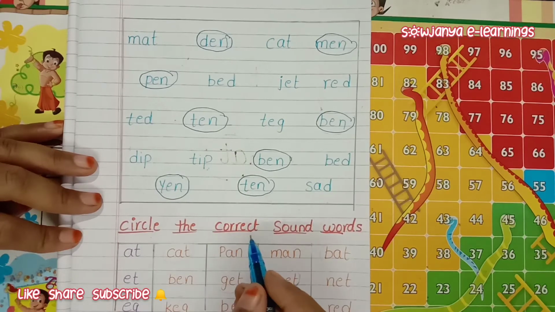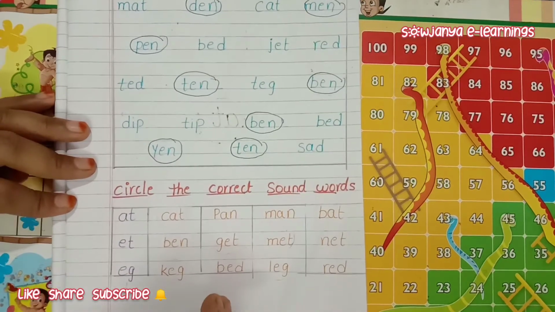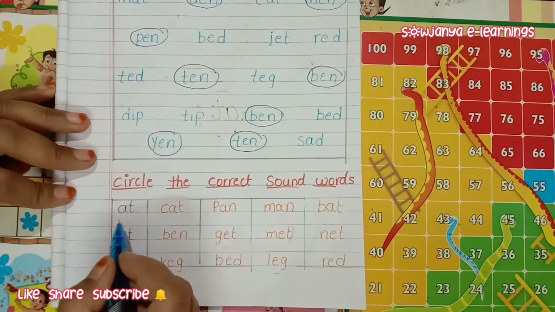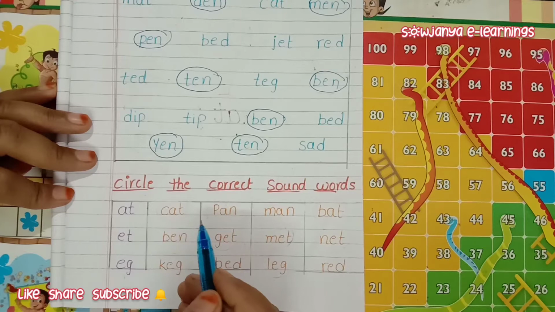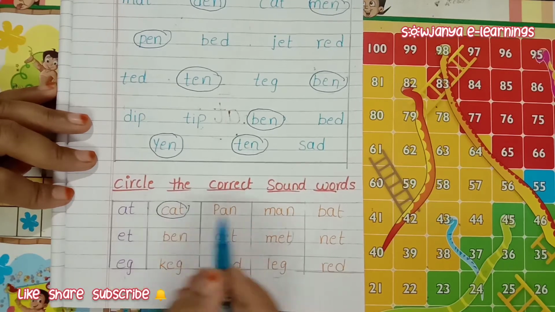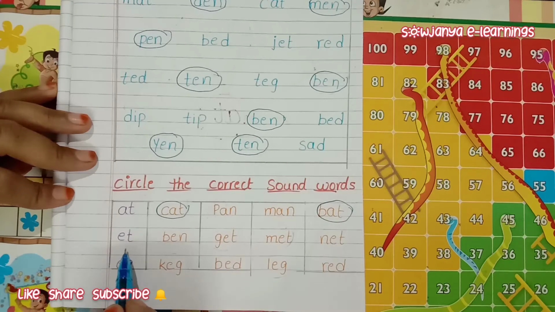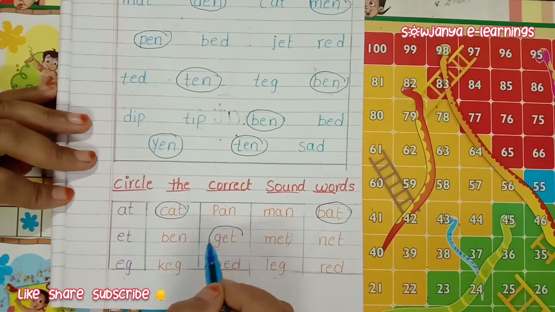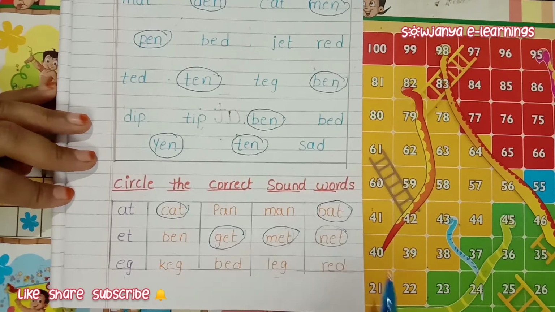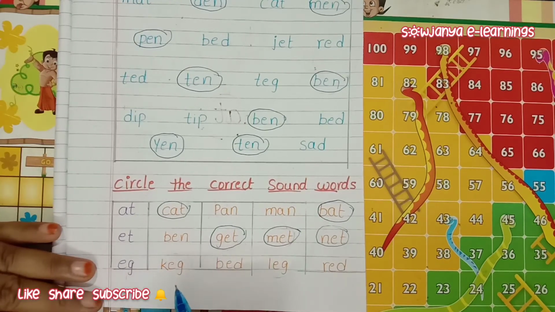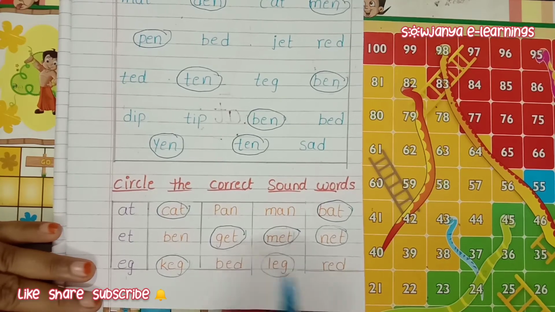Now circle the correct sound words. Here I have given some sound words. We have to circle those. At, at. The word should end with the sound at. Cat, bat. Now here, at means get, met, net. Here eg, egg, keg, leg.